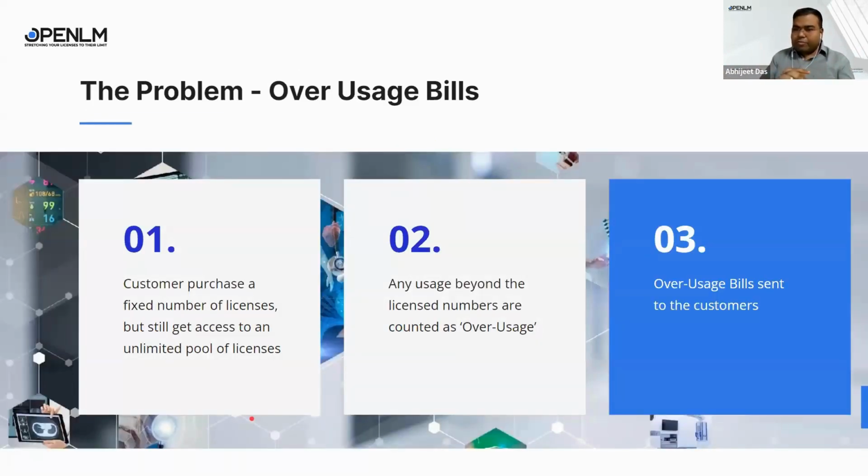So here we have the problem. That customer purchases a fixed number of licenses, but still gets access to an unlimited pool of licenses from Bentley. Any usage beyond the licensed number is counted as overusage. And finally, that's a trap. That's Bentley sends the overusage bill to the customer.